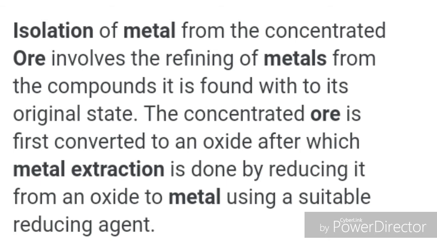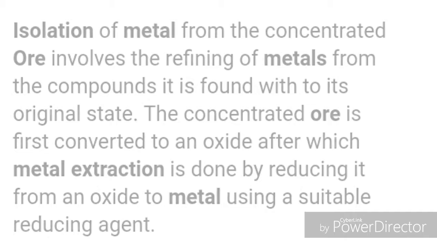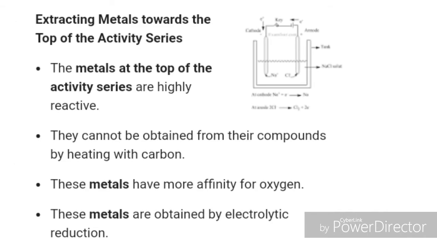Students, already you learnt about the activity series of metals. Now let us see the extraction of metals at the top of the activity series, highly reactive metals. The metals at the top of the activity series are highly reactive. They cannot be obtained from their compounds by heating with carbon. These metals have more affinity for oxygen. These metals are obtained by electrolytic reduction.